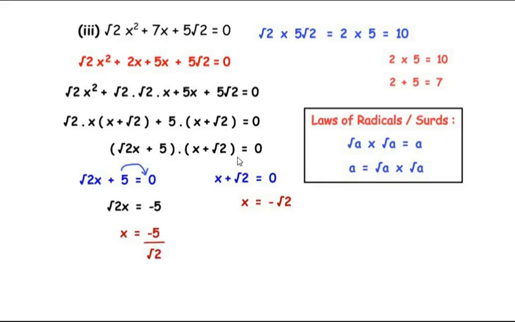Now for the second factor, we have written x plus square root of 2 equal to 0. Now taking positive square root of 2 on the other side of equal to sign, we get the second value of x as negative square root of 2. So these are the two values of x.